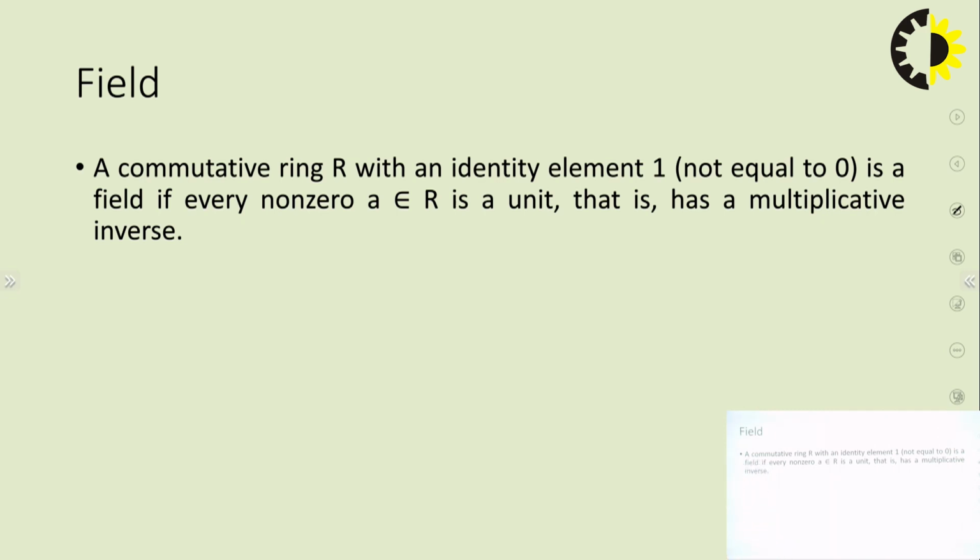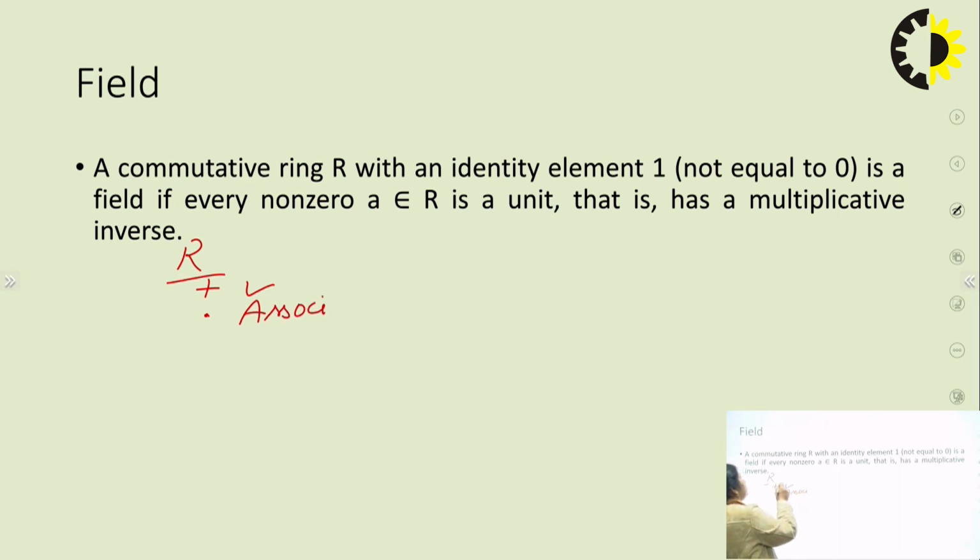Now, if we have a commutative ring, it means a ring is there. A ring means all the 4 properties are true with addition. What are those? Associative, commutative, identity and inverse. With multiplication, we have the associative property true.